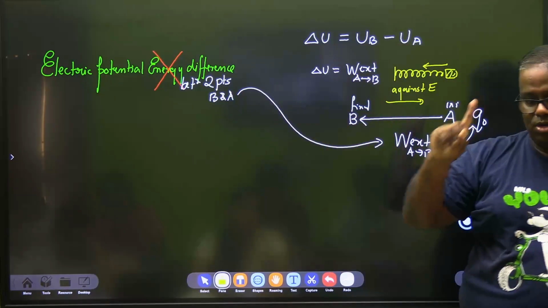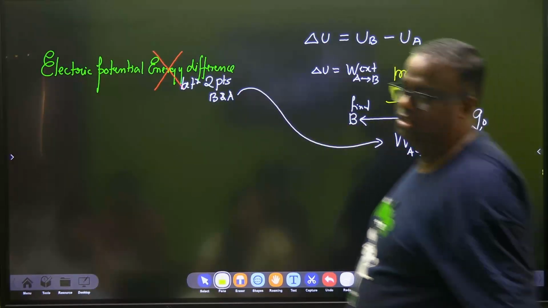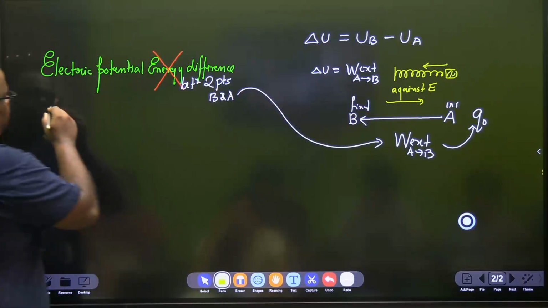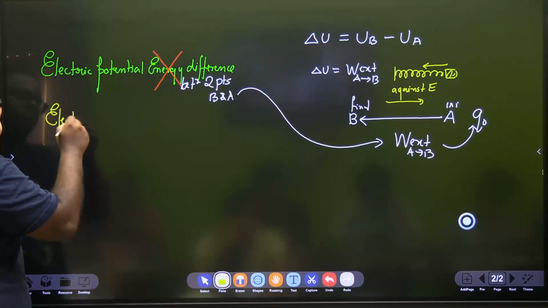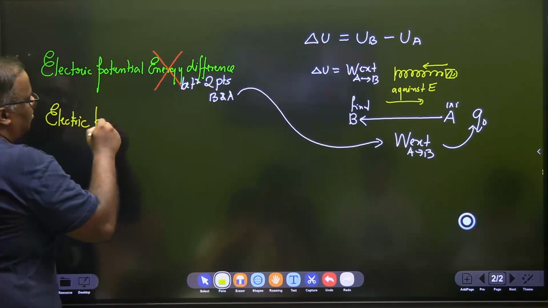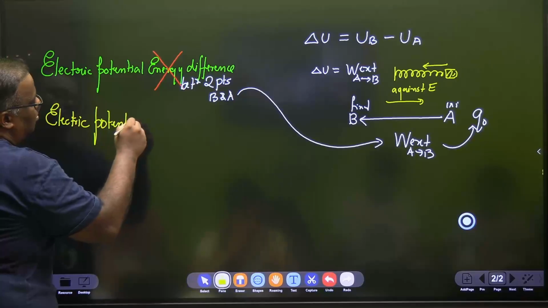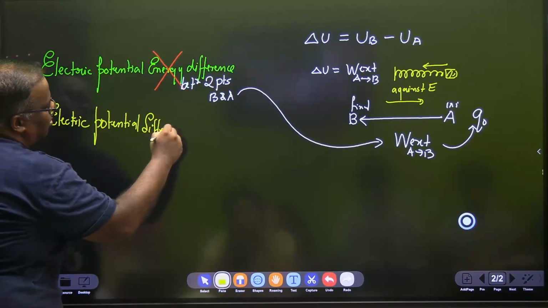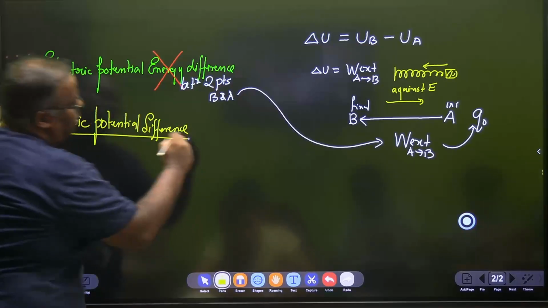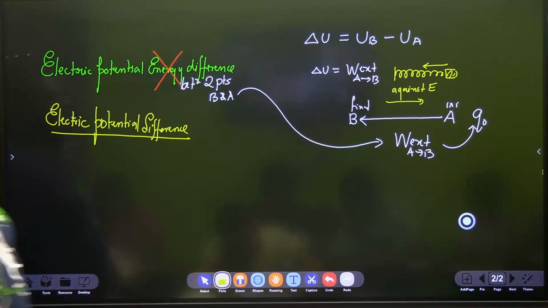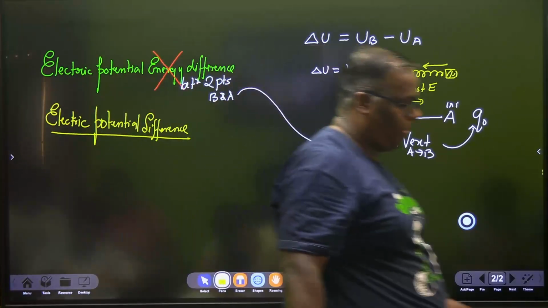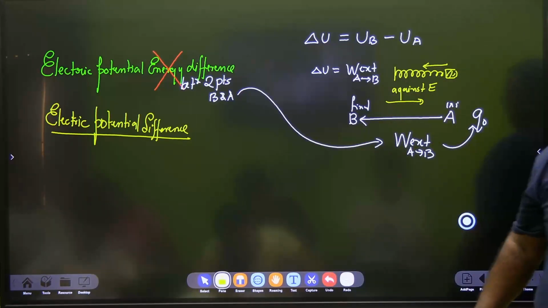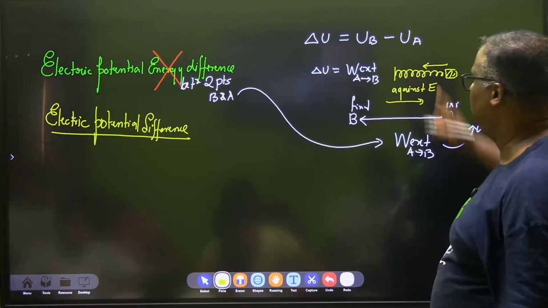Is this concept understood? Now we come to your syllabus. Electric potential difference. Okay. Before that, in this concept, you have to see one more thing.